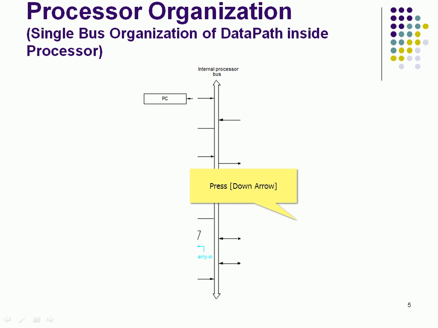The length of the program counter depends upon the architecture. Maybe for the 8085 it is 8-bit, for the 8086 we have 16-bit, right? So the length is specified depending on the architecture. We have one more register called MAR, the memory address register. The program counter value will be put into the MAR.